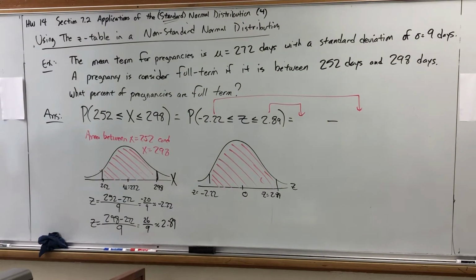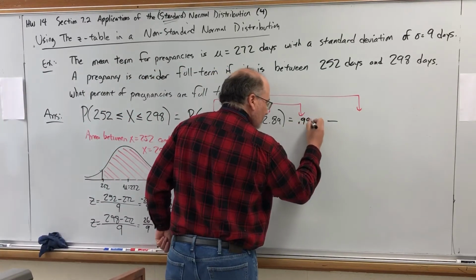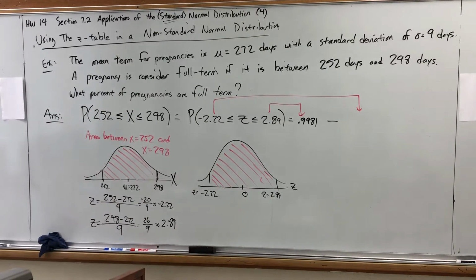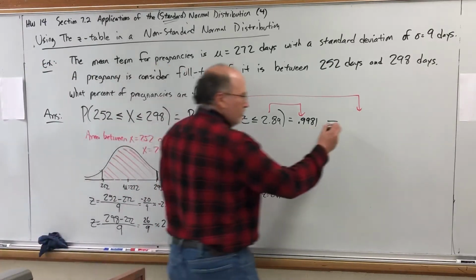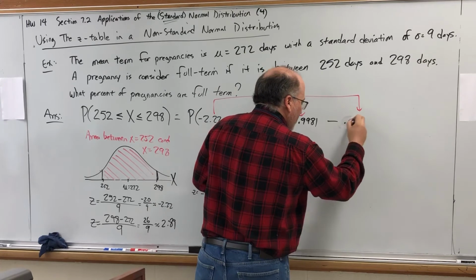Now, using my z-table, the area to the left of 2.89 is 0.9981. And using my z-table, the area to the left of negative 2.22 is 0.132. No, 0.0132, excuse me.